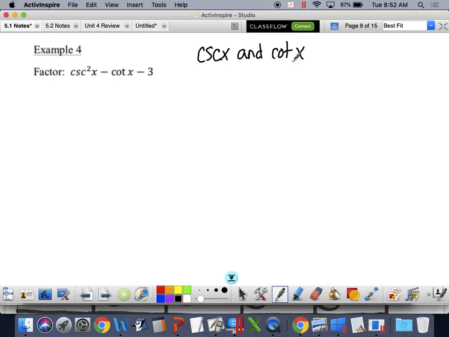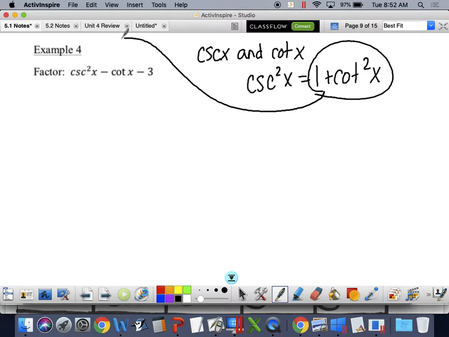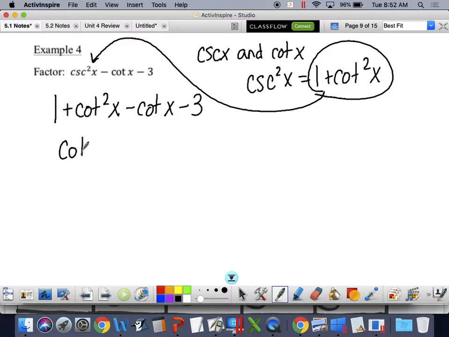So I'm going to use the identity that cosecant squared x is equal to 1 plus cotangent squared x. So if you look at your identities, you'll see that listed there. So I am going to take this value here and plug it in for cosecant squared x. So I get 1 plus cotangent squared x minus cotangent x minus 3. I'm going to combine the like terms that I have. I have cotangent squared x minus cotangent x minus 2. I did the 1 minus the 3.